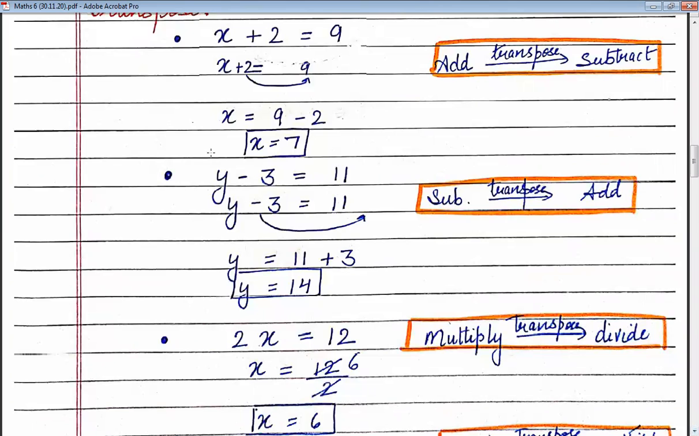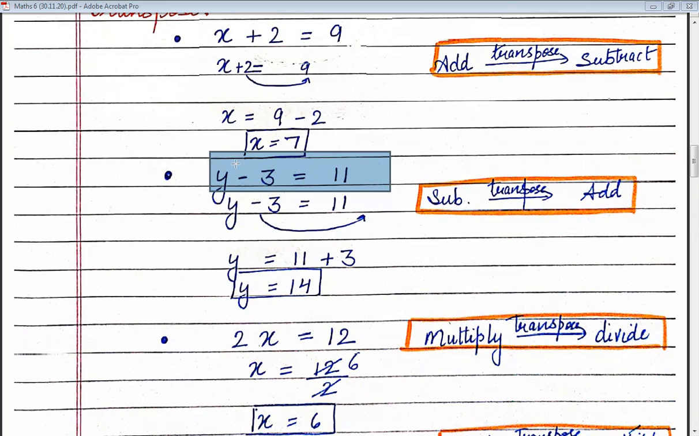Now children, in this example, we are having y minus 3 is equal to 11. Is this an equation? Yes, because we are having equal to sign as well as left hand side and right hand side. This is your equal to, this is your left hand side, and this is your right hand side. So this is called an equation. In fact, a linear equation, because the degree of this expression is 1.